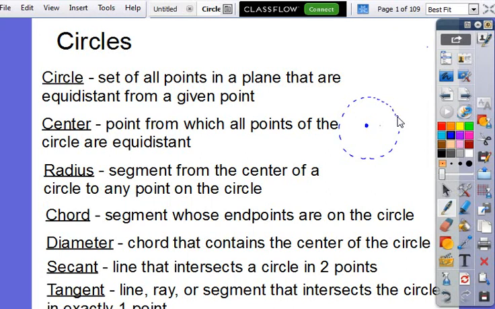All right, radius: segment from the center to any point on the circle. Chord is a segment whose endpoints are on the circle. Diameter: chord that goes through the center. Secant is a line that intersects it in 2 points. And tangent is a line, ray, or segment that intersects in exactly 1 point.